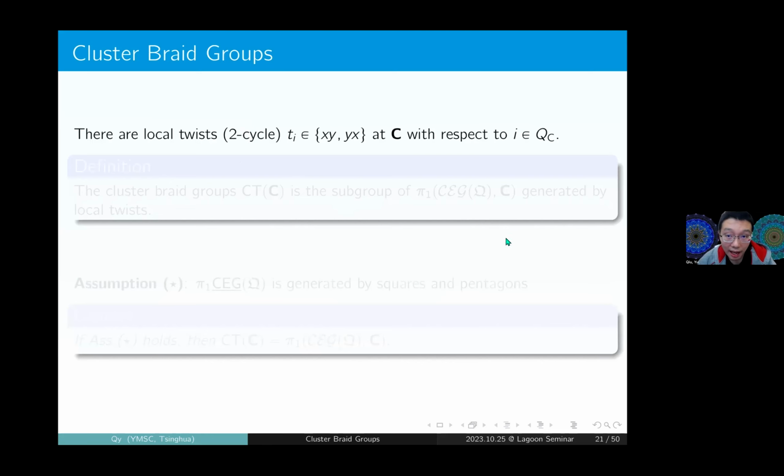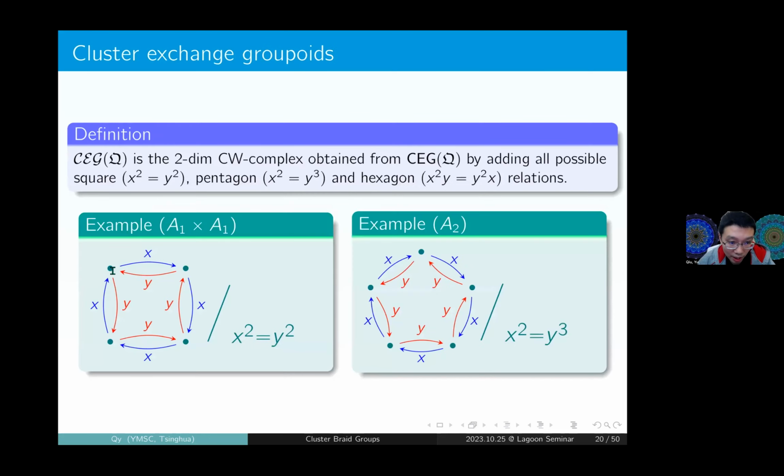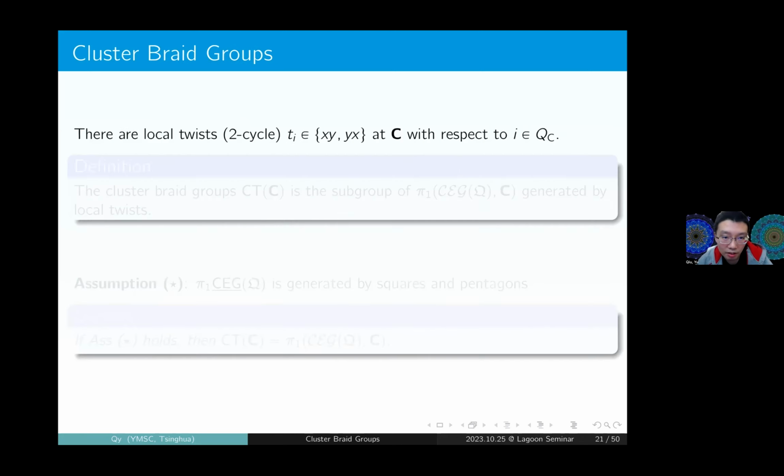And at each vertex, you can mutate at each cluster. You can mutate at a vertex of the quiver. So there were many 2-cycles, and in fact there were just n 2-cycles because there were n unoriented edges from each cluster. And when you go out and back, these are the 2-cycles. We call this local twist.